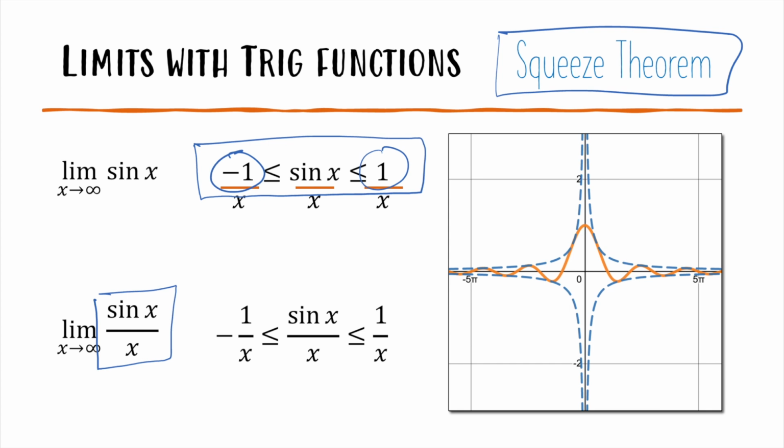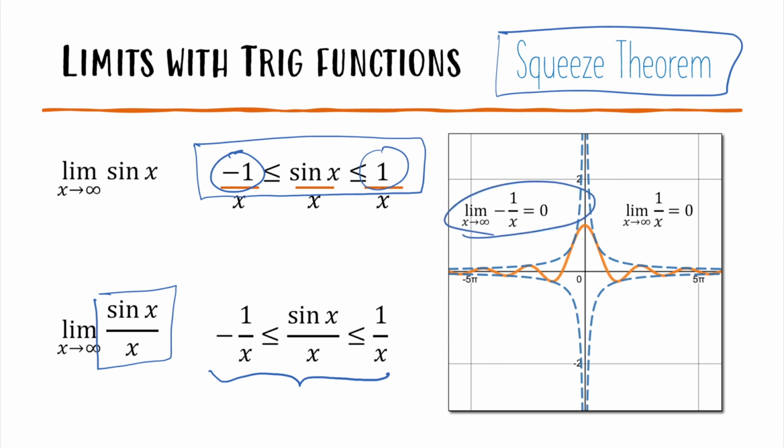So I can take the limit of each of those functions and see where they go. The limit as x approaches infinity of -1 over x equals 0, and the limit as x approaches infinity of +1 over x also equals 0. Therefore, sine of x over x is also squeezed into heading towards 0 as well.